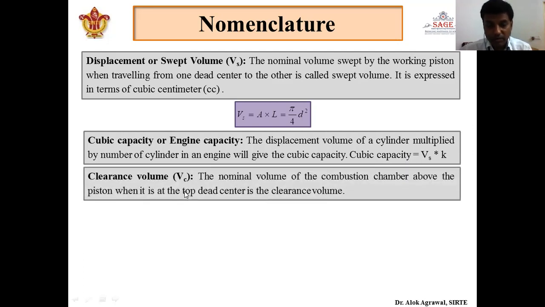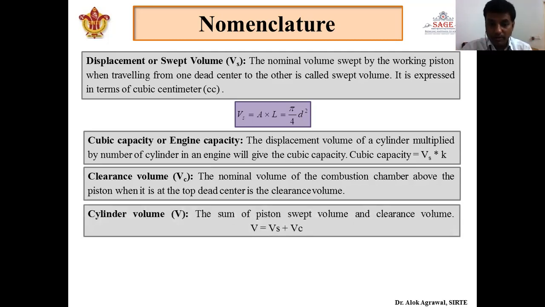Next is clearance volume. Clearance volume is the volume that remains at the top of the cylinder when the piston is at top dead center. When the piston is fully at top dead center, the volume that is left is called clearance volume. Then what will be the cylinder volume? Cylinder volume is the volume when the piston is at the bottom dead center. So it will be the combination of swept volume and clearance volume.